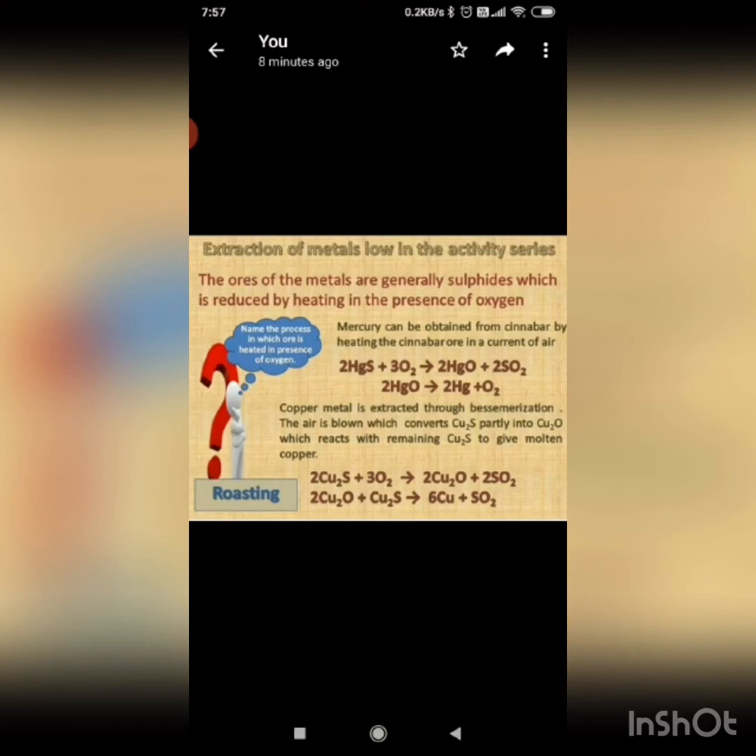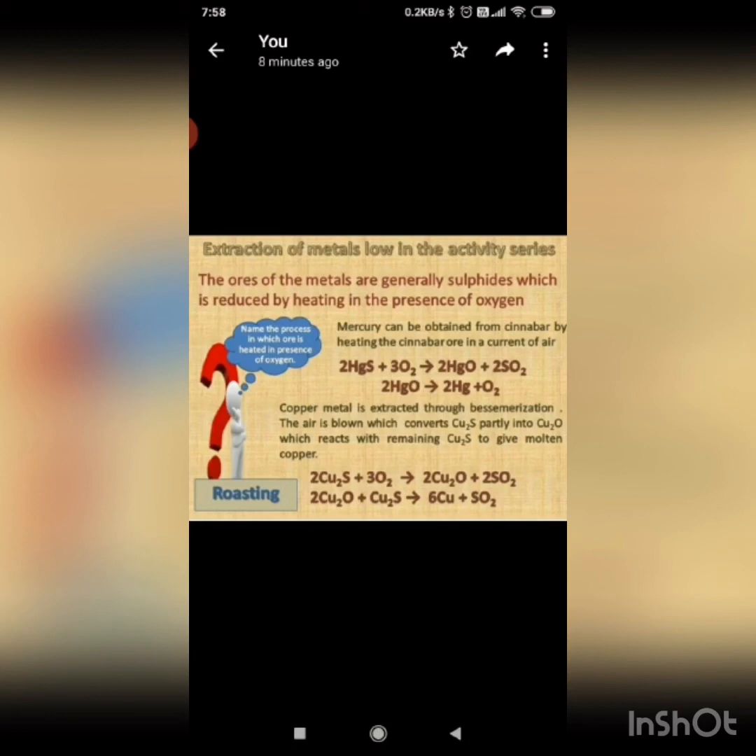So extraction of mercury metal. Let's discuss the extraction of mercury. Cinnabar is first heated in air. This turns mercury sulfide, or cinnabar, into mercury oxide by liberation of sulfur dioxide gas. The mercury oxide so obtained is again heated strongly. This reduces mercury oxide to mercury metal. See the reaction: cinnabar, when heated in the presence of oxygen, forms mercury oxide and sulfur dioxide gas is released. And when mercury oxide is heated, it forms mercury and oxygen gas is released.